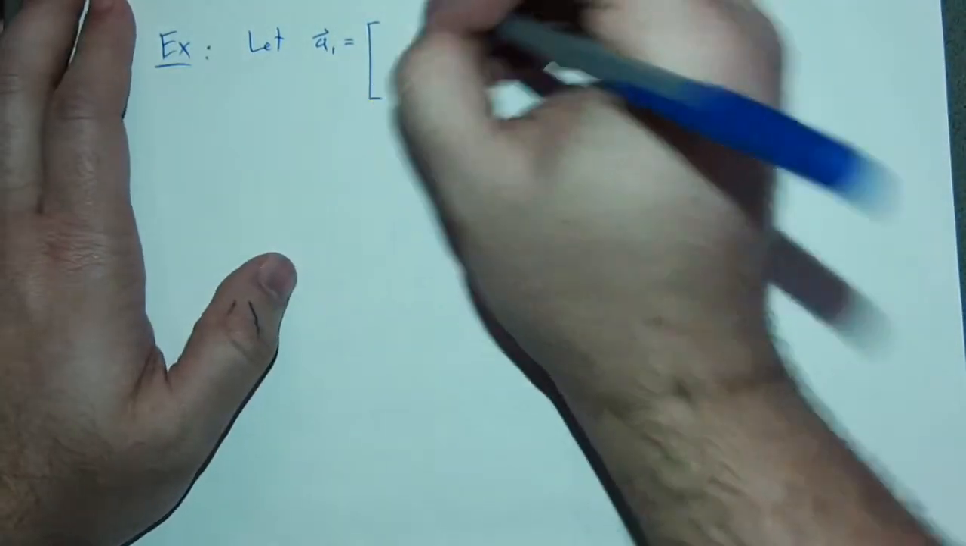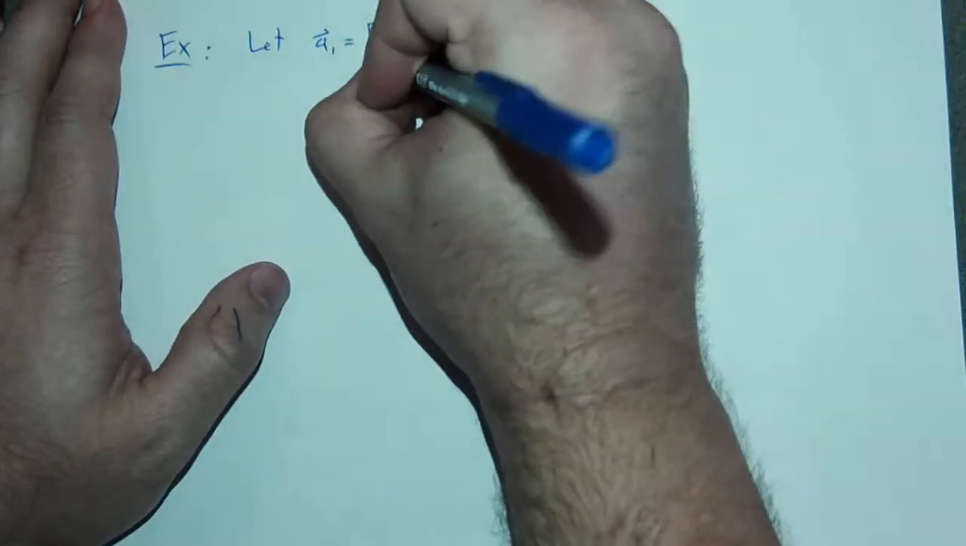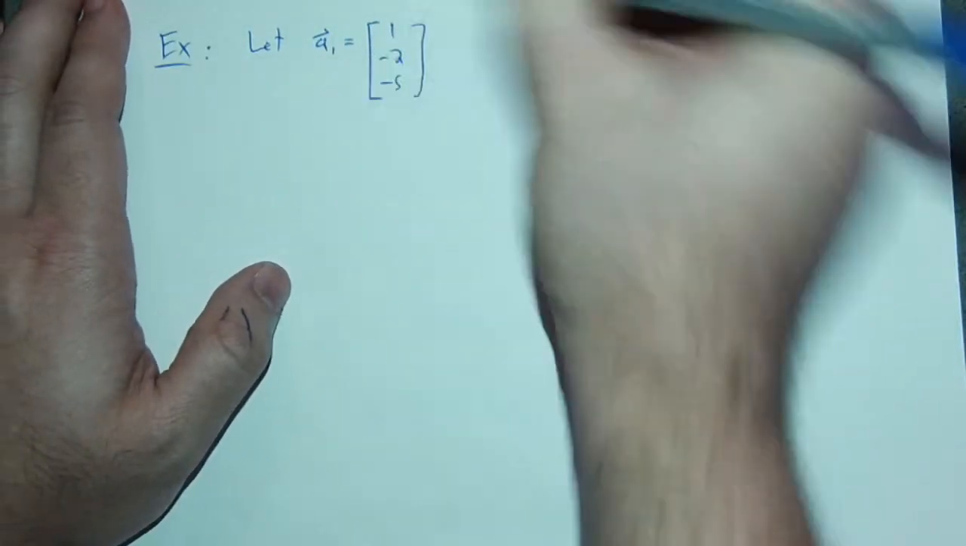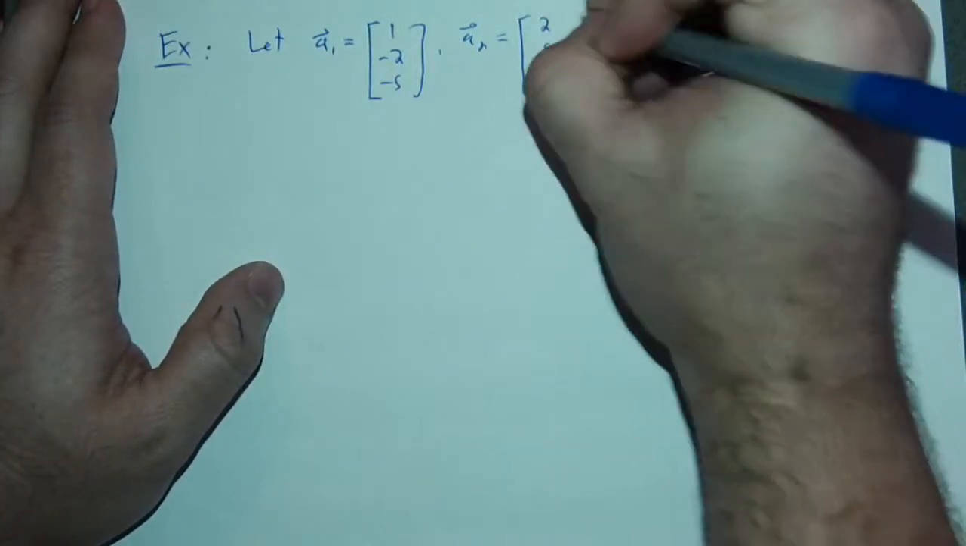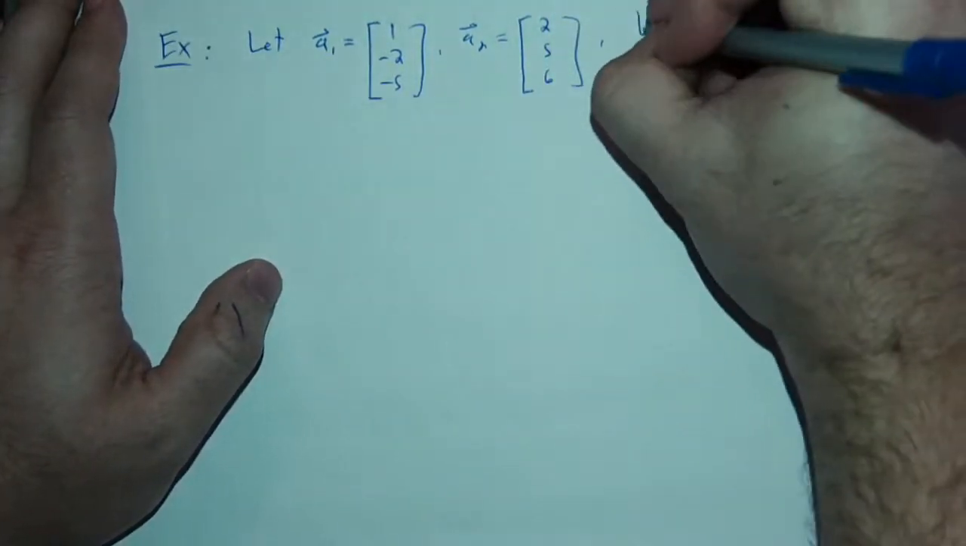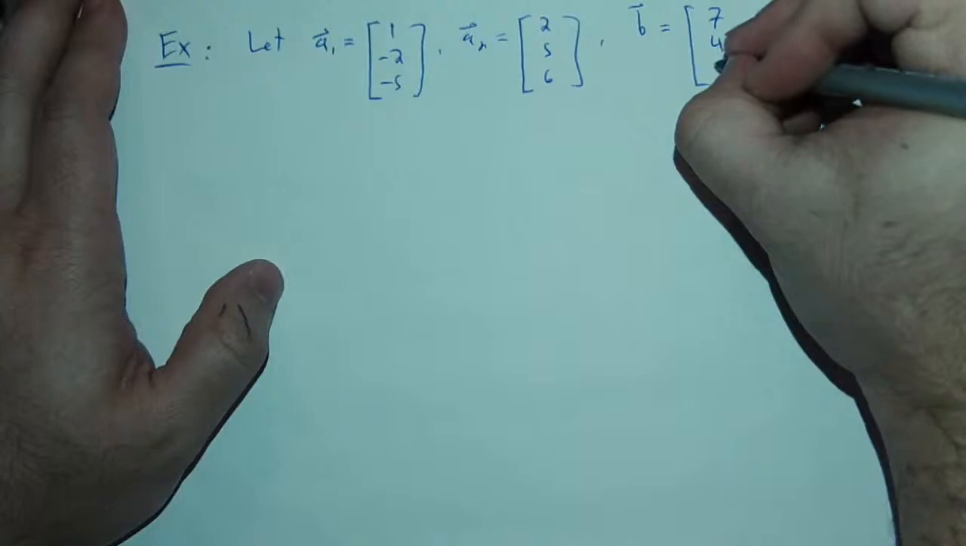Okay, here's the example in question. Let a sub 1, a sub 2, and b be the following vectors. I'm going to be reading them column-wise because they're vectors. a sub 1 is 1, minus 2, minus 5. a sub 2 is 2, 5, 6. And b is 7, 4, minus 3.